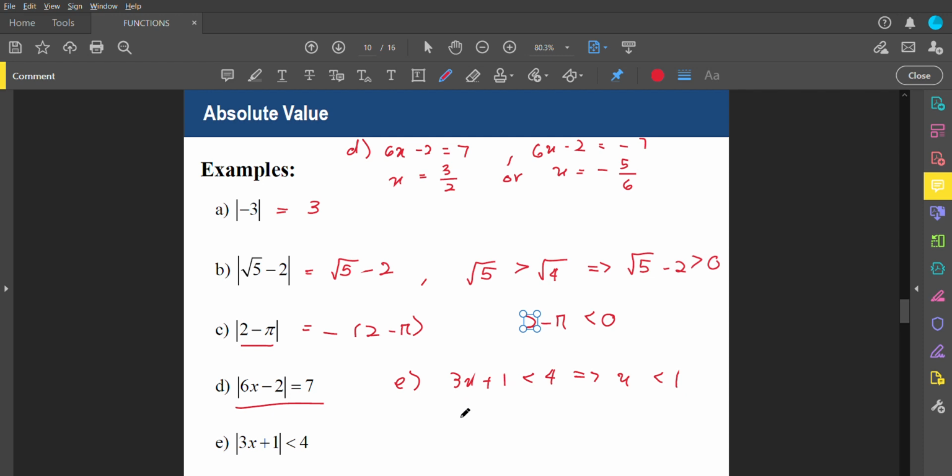And the second possibility is that 3x plus 1 is greater than negative 4. Remember, we are talking about the distance, the distance from this to 0. So we have to consider greater than, because this is less than, this is greater than. So it's greater than negative 4. And after some calculation, you'll see that x is greater than negative 5 over 3. Then you can also write it down like this: x greater than negative 5 over 3, or x less than 1. I hope you have no problem with this one.